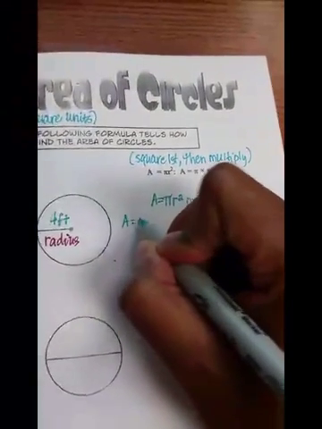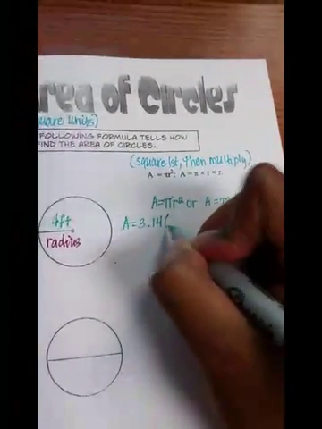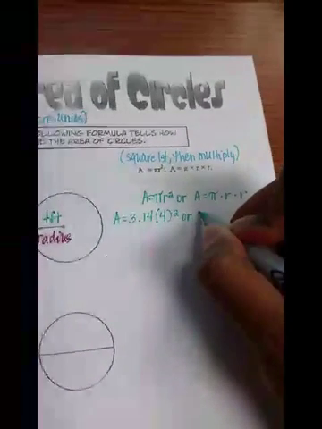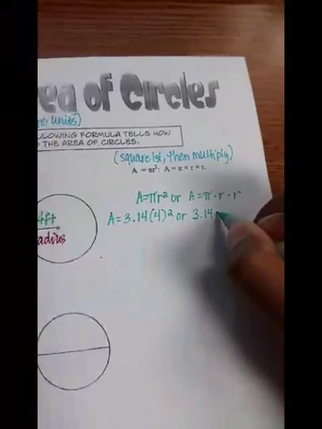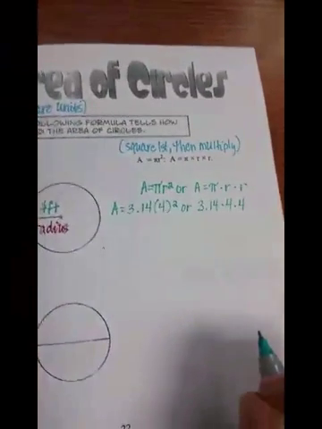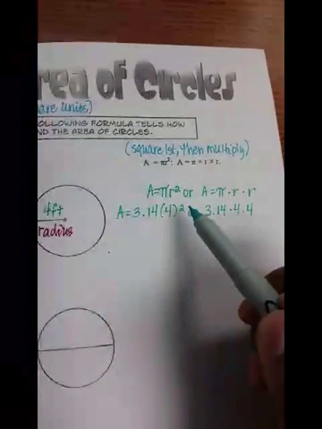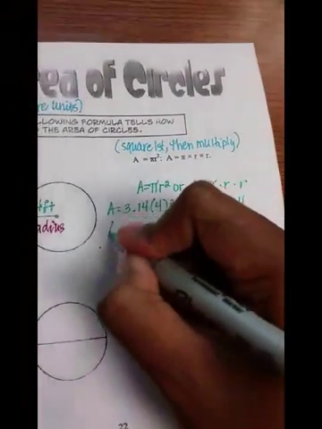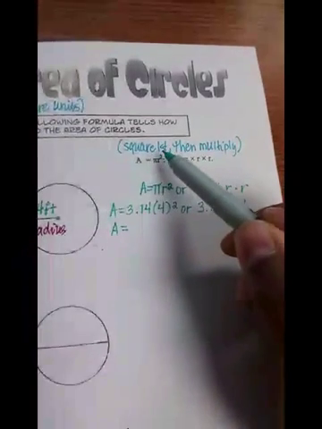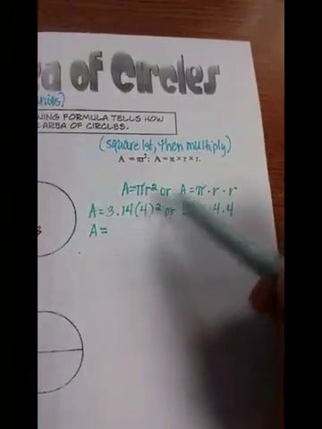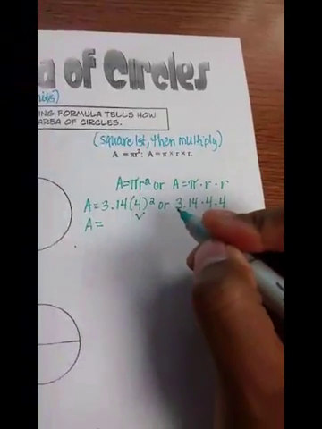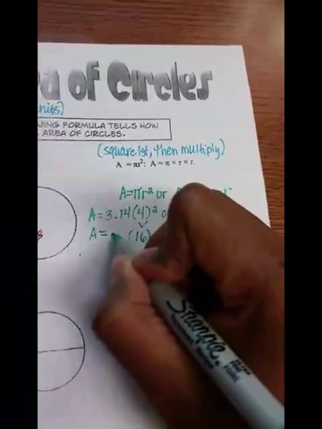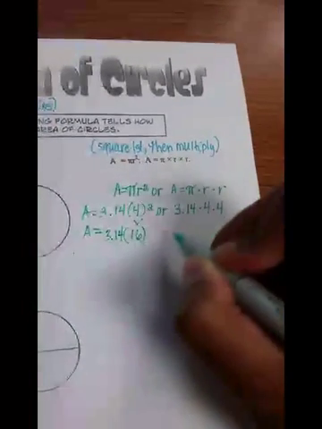So I'd have A equals 3.14, which is pi, times my radius, which is 4, squared, or I can say it as 3.14 times 4 times 4. And remember that the exponent tells us how many times we multiply this number by itself. Okay? So now, remember, we always square first, then multiply. So 4 squared, which is 4 times 4, gives us 16. So we have 3.14 times 16.